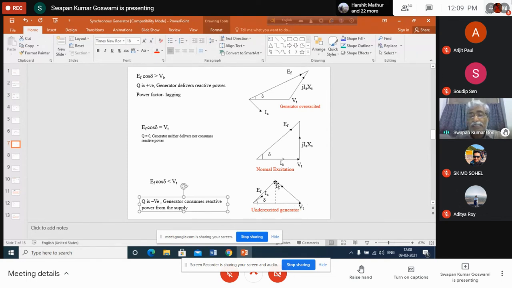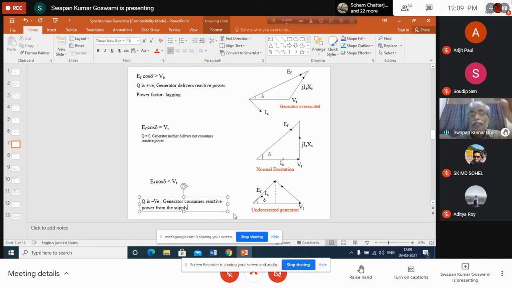So now you see that in this case, this is VT, this is EF, this is the vector jIA axis. So what will be the direction of IA? This will be the direction of IA. Now you see that IA is leading VT. When IA is leading VT, obviously the power factor has to be leading. That means as if the load is appearing as a capacitive load. That's why it is leading. In this case the generator is consuming reactive power, means as if the load at the terminal of the generator is capacitive in nature, or you can say the generator is supplying power to a capacitive load.